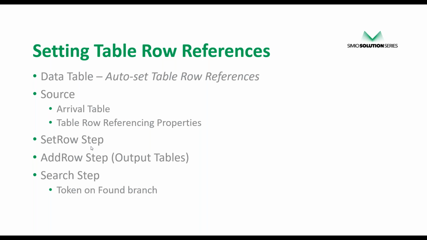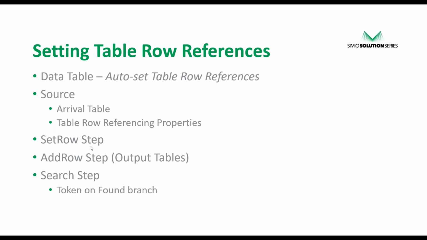Something else that also gives row references that we don't often think about is if you're using a search step and you're searching a data table. On the found branch of the search step, the token that leaves the found branch has that row reference to the data table. So maybe your object that triggered that process doesn't have that row reference, but the token does. So you could always use the token's information to assign that later.